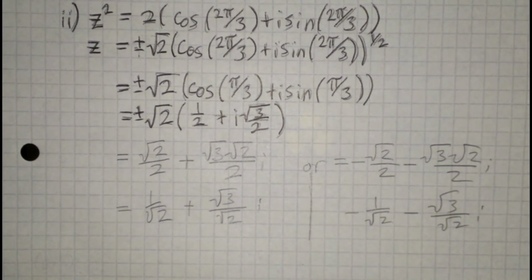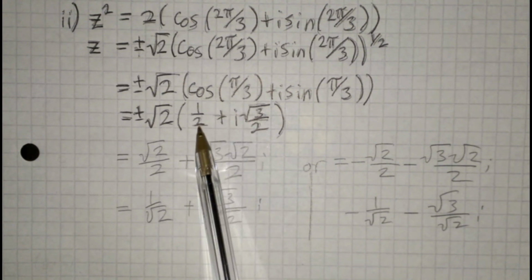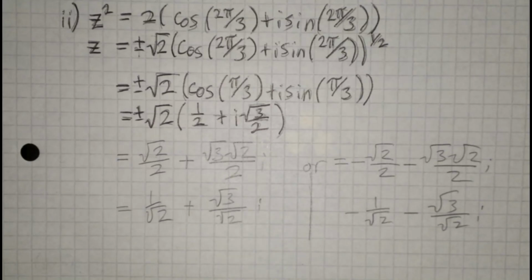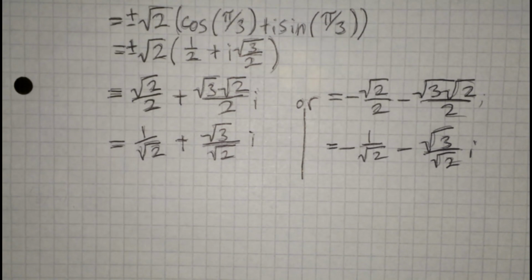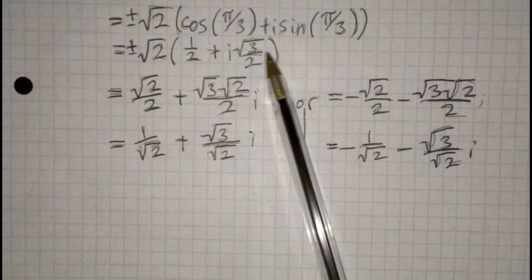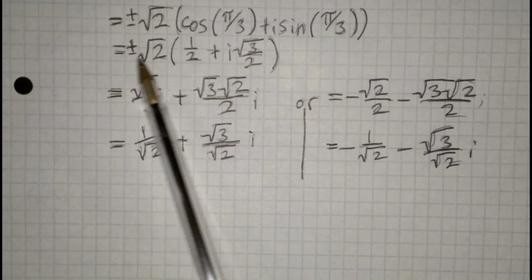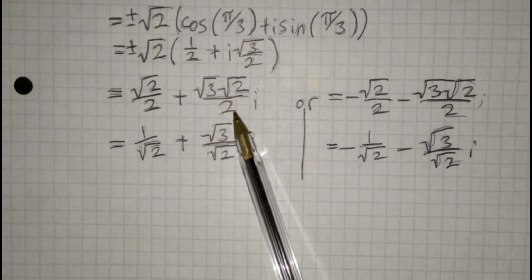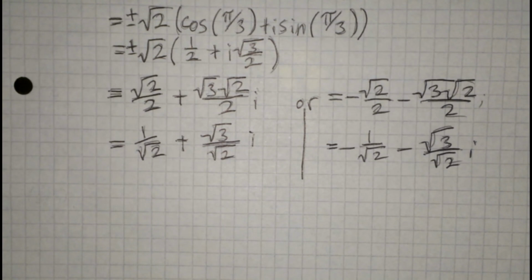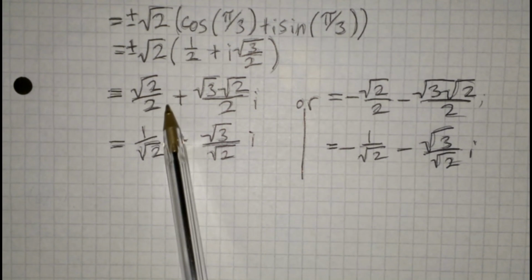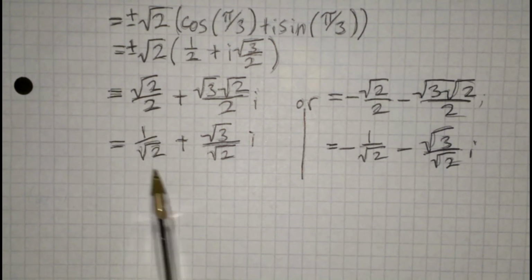I can just apply trigonometry then to work out cos pi over 3 is a half, sine of pi over 3 is root 3 over 2, and I can just work away at my answer from there. Now I can just finish off that question by taking either the plus or minus root 2 and then multiplying it in. So if I take plus root 2, then I get root 2 divided by 2 plus root 3 times root 2 divided by 2. A lot of 2's there. Now remember, 2 is just root 2 times root 2, so I can cancel 1 on the top with 1 on the bottom, and I end up with 1 over root 2.